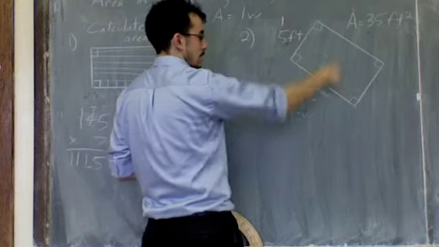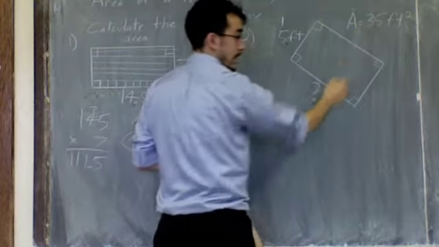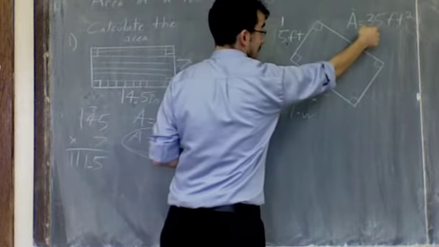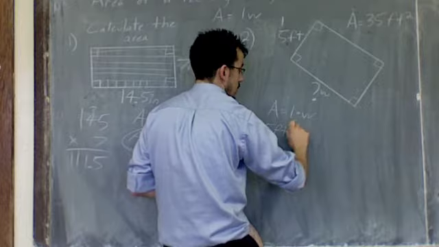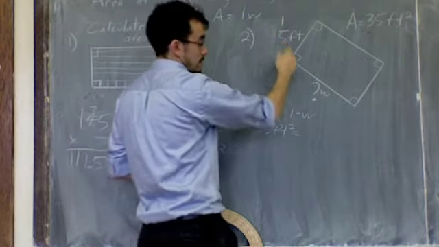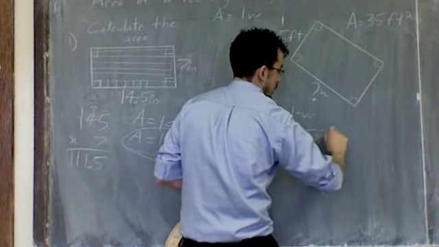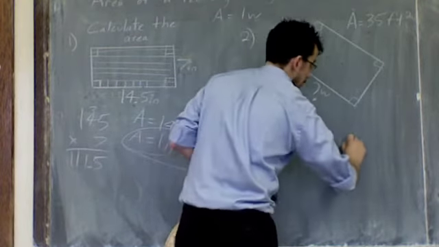I'm going to take the numbers I know and put them in the formula. It says area equals. I know what that is. So instead of writing A, I'm going to write what A is. I'm going to substitute it in and write 35 feet squared equals length times width. I know the length is 5 feet times the width. Now the width I don't know, so I'm going to leave it as W.